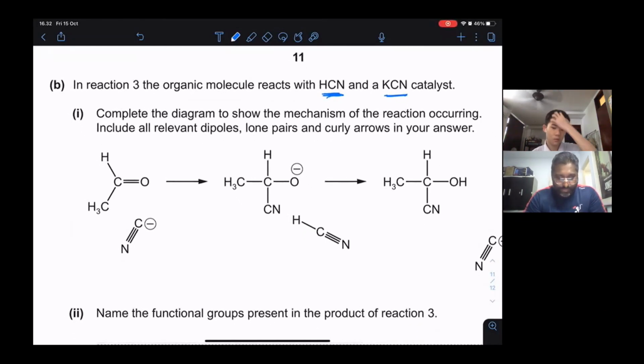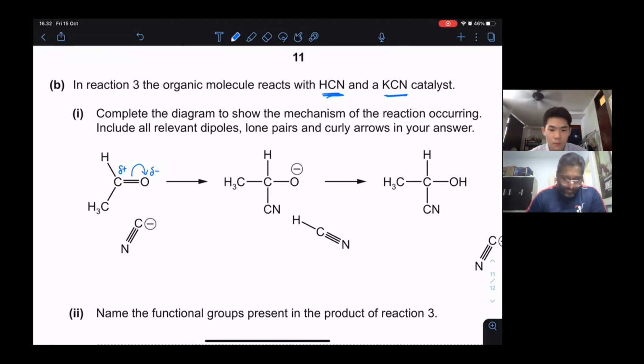So I need to complete this diagram. You need to include the relevant dipoles, lone pair, curly arrows in your answer. So I'm going to show you what will happen. First of all, oxygen is going to be more electronegative than carbon. This is going to become delta negative, and the carbon is going to become delta positive. That's the first thing we put.